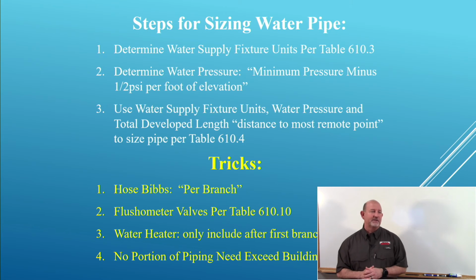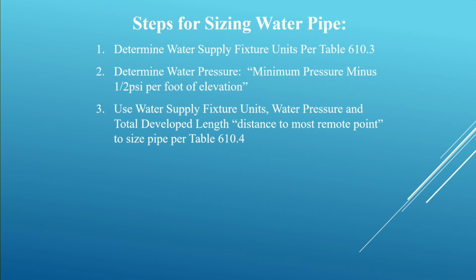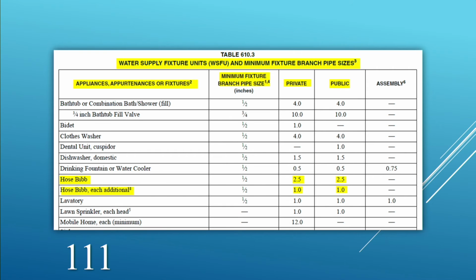Now there's a couple of, not really tricks, but I put them here as tricks, things you need to know. Number one, hose bibs, right? So let's jump back real quick to page 111, and you've got this table 610.3 here, water supply fixture units, WSFU, minimum fixture branch pipe sizes. Go down that first column, appliance, appurtenance, or fixture, and find me a hose bib. A hose bib is worth 2.5 WSFUs. That means if I've got one hose bib all by itself, it's worth 2.5.